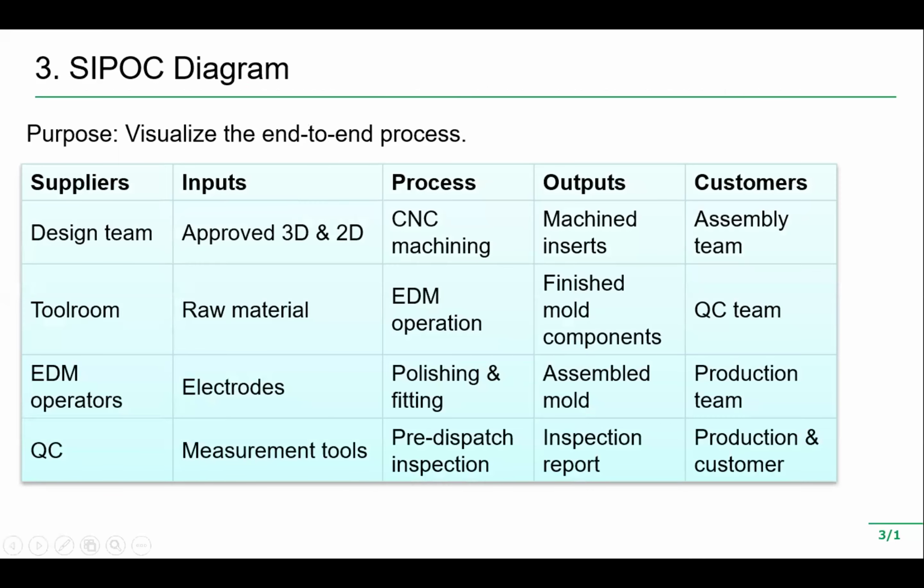This is a SIPOC diagram, sir. The purpose is to visualize the end-to-end process. The supplier is the design team, the input is approved 3D and 2D, the process is CNC machining, the output is the machined insert, and the customer is the assembly team. Second is the tool room: raw material, EDM operation, finished mold, QC. Third is the EDM operator: electro polishing, assembly, mold, and production team. Fourth is QC: measurement tool, pre-dispatch inspection, inspection report, and production, customer.